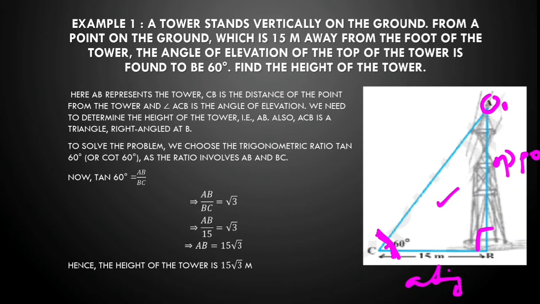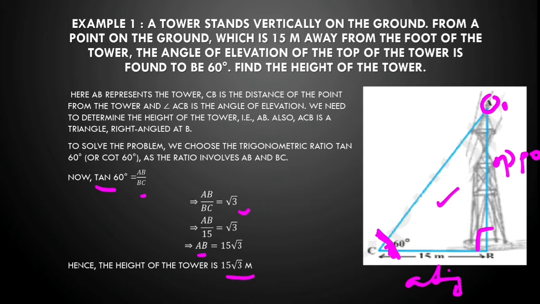Now in place of theta it is 60 degree, so you can write tan 60 degree is equal to AB by BC. The value of tan 60 is √3, and in place of BC you can put the value of BC, which is 15 meter. That means AB will be 15 √3 by cross multiplication. That means AB, the height of the tower, is 15 √3 meter.